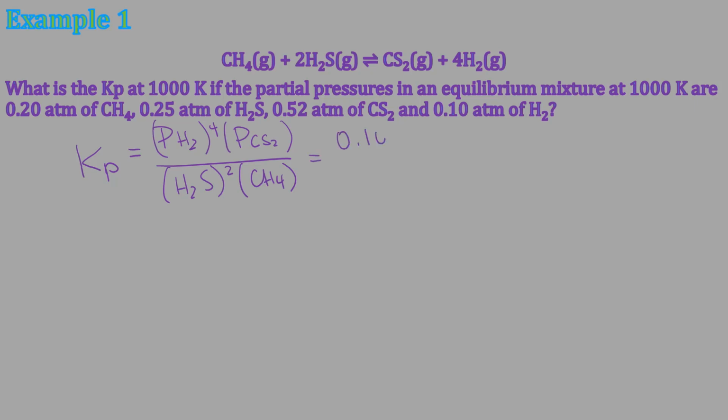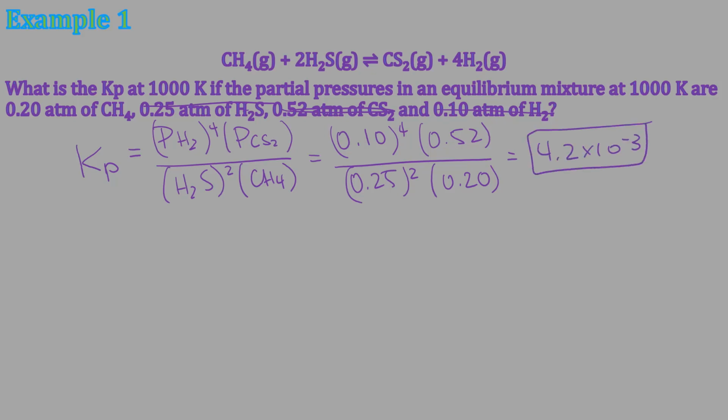I'm just going to plug all my values in. So I have 0.10 to the fourth, and that's this one. And then CS2, 0.52, and that is that one. And then 0.25 of H2S is going to be squared, and then 0.2 of CH4. If I put that all into my calculator and do it correctly, I will end up with 4.2 times 10 to the negative third. So that's the value.